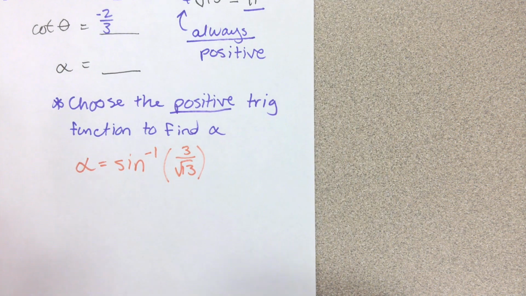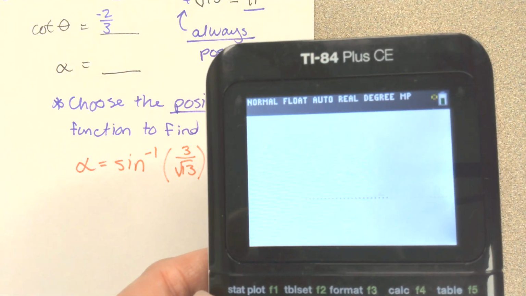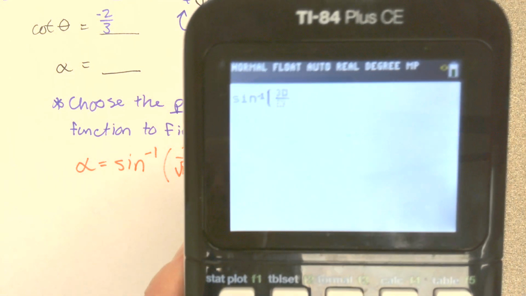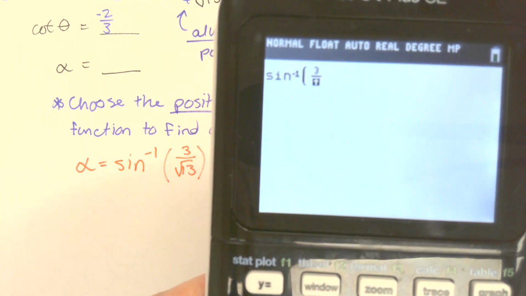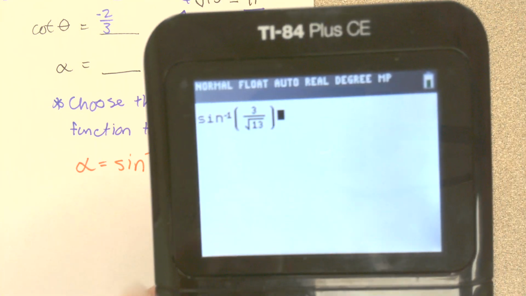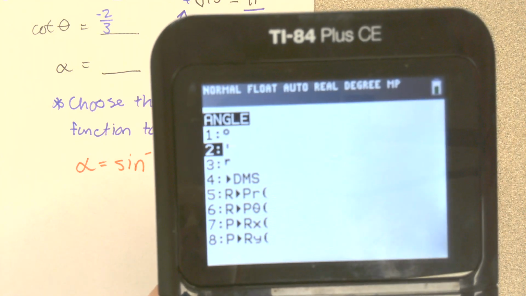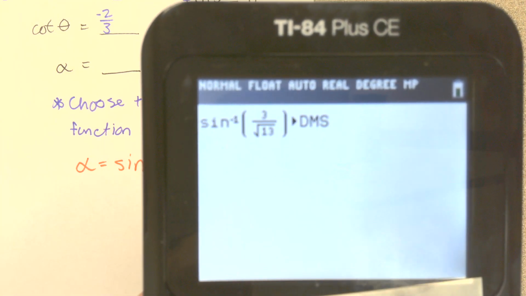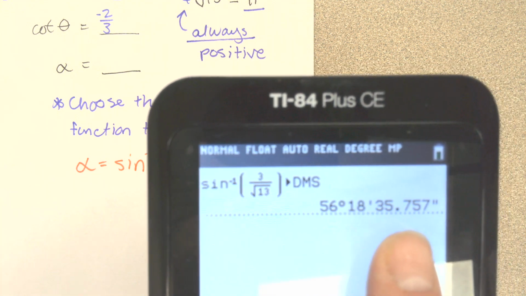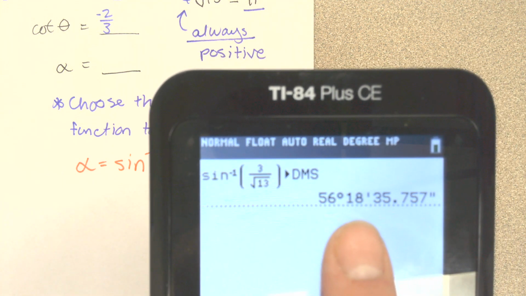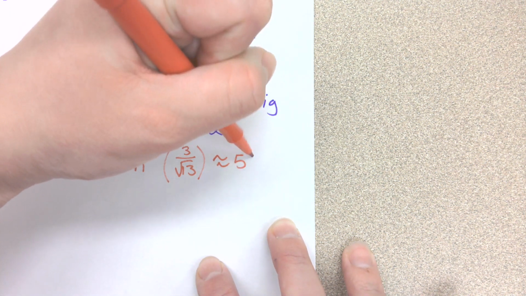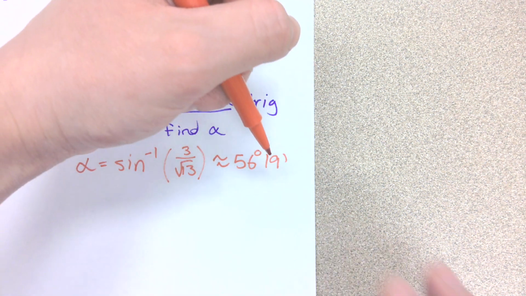I'll use the calculator to get that number. Inverse sine of 3 over the square root of 13. And then, since I'm remembering, I'm going to go ahead and do the conversion as well. 56 degrees, 18 minutes, 35 seconds. So this is going to be 19 minutes. 56 degrees, 19 minutes.